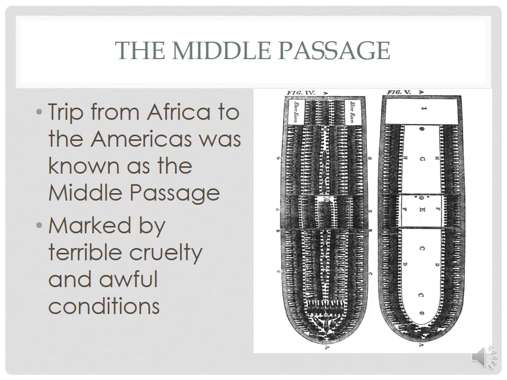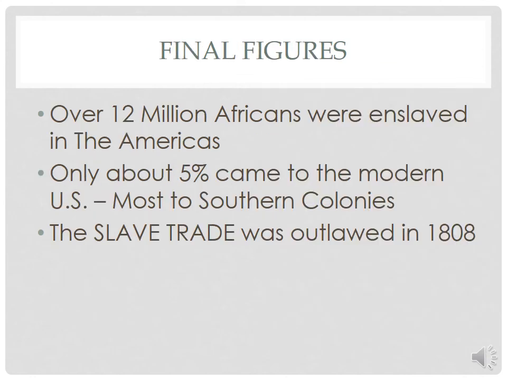Like I just said before, the Middle Passage was the journey from Africa to the Americas that the West African slaves went on, marked by terrible cruelty and awful conditions. So, final figures. Over 12 million Africans were enslaved in the Americas. Only about 5% actually came to the modern United States. Most of those went to the southern colonies. Like I said before, some did go to the Caribbean, some to present-day Mexico, and some to South America. The slave trade was outlawed in 1808.